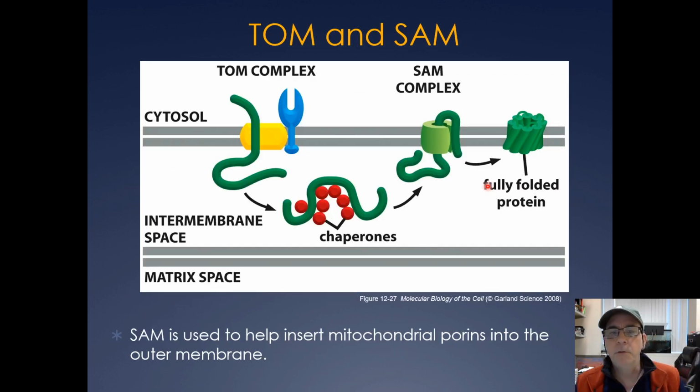Now, different proteins are brought to different parts of the mitochondria. Let's say you have a nuclear encoded mitochondrial outer membrane protein. That'll get recognized and brought in through the TOM complex, and then there are chaperones in the intermembrane space that can pass it off to the SAM complex, and it'll become a fully folded protein in the outer membrane. Mitochondrial porins follow this pathway to the outer membrane.